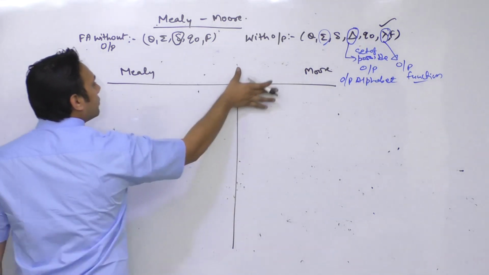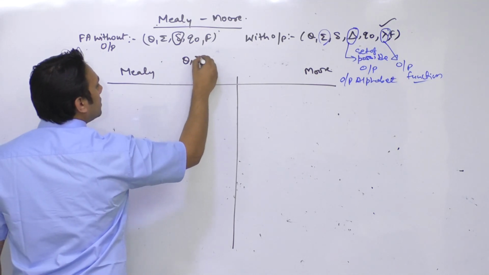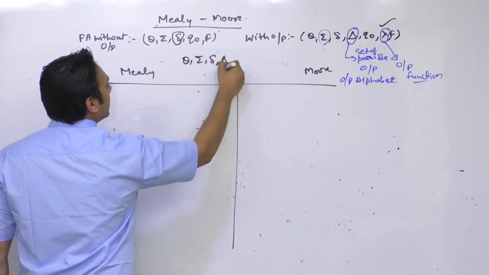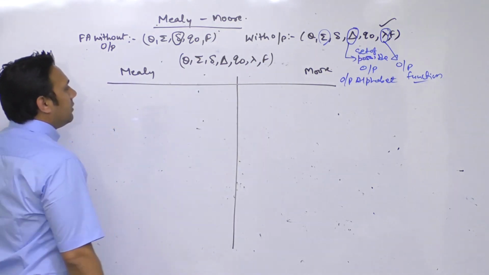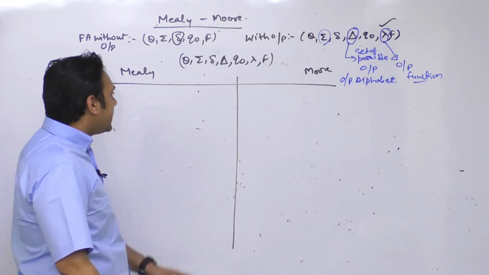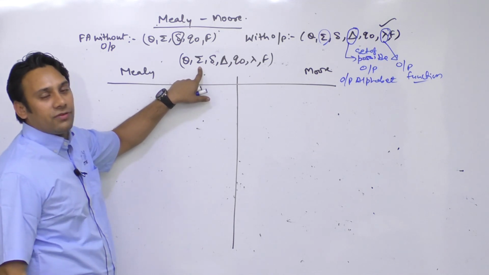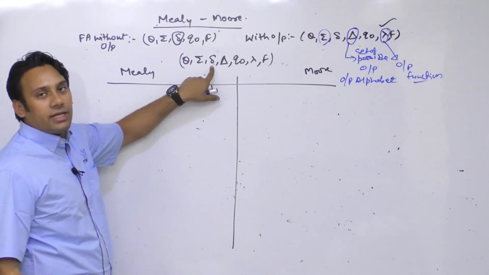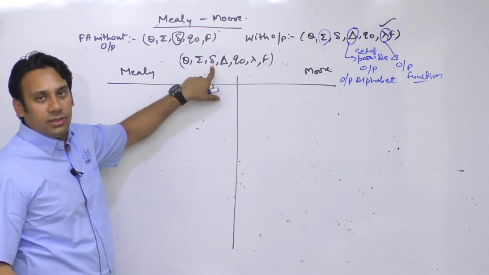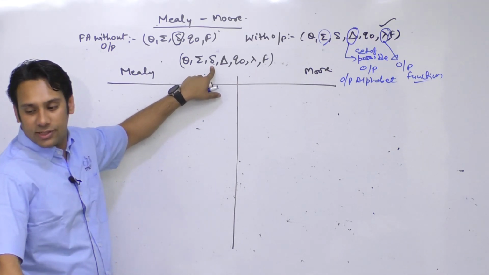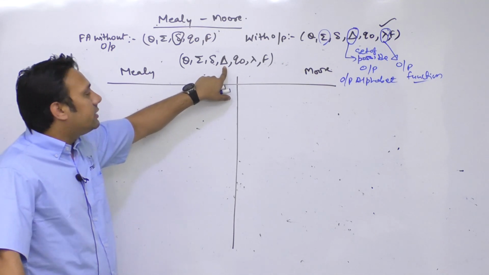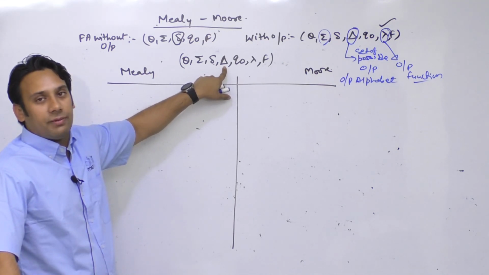So the definition of Mealy machine goes like this. We have Q, Σ, δ, Q naught, λ and F, where Q is the non-empty set of states, Σ is the non-empty set of input alphabet, δ is the transition function. We have already seen all of these in the previous videos, in the previous classes, and this Δ is your output alphabet.